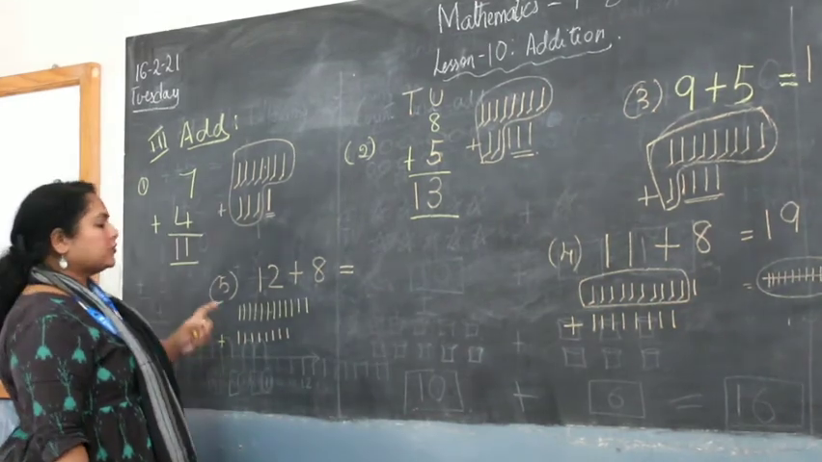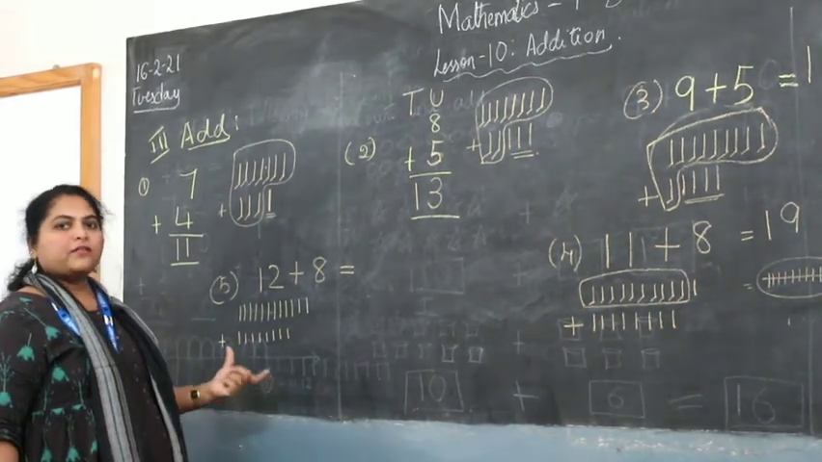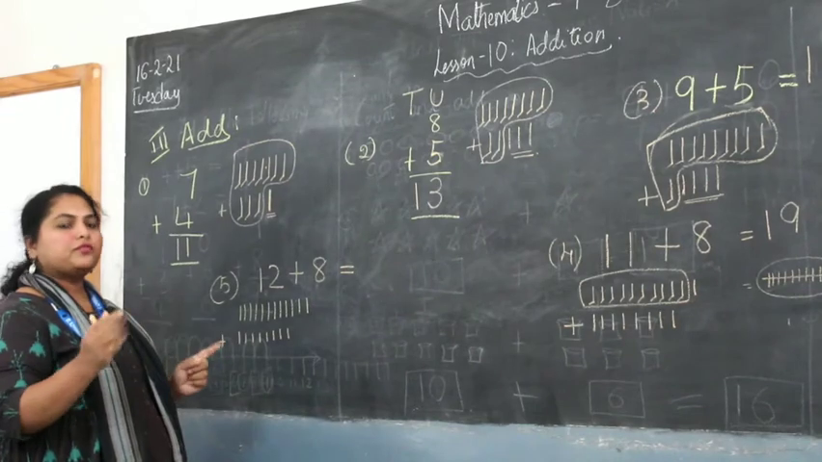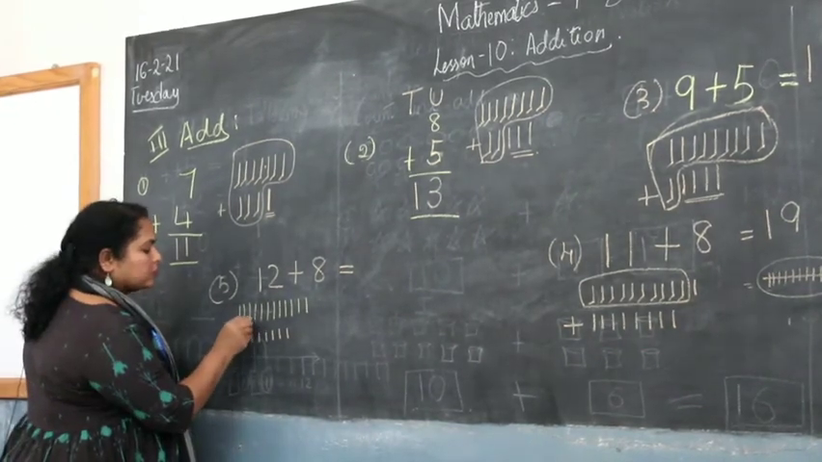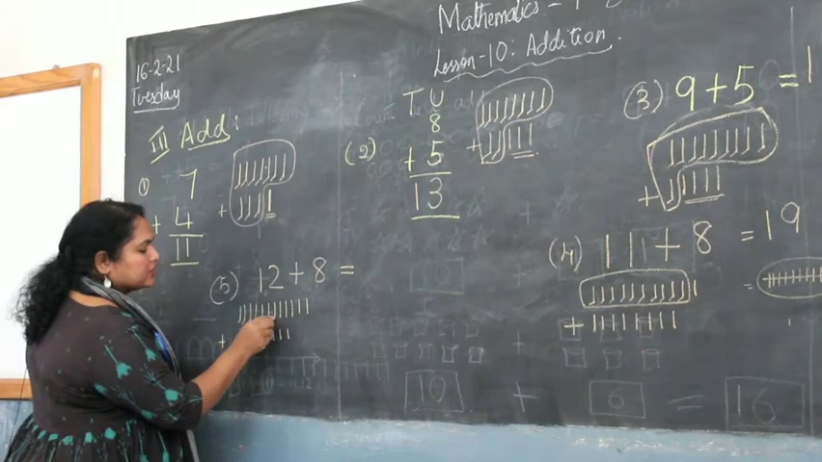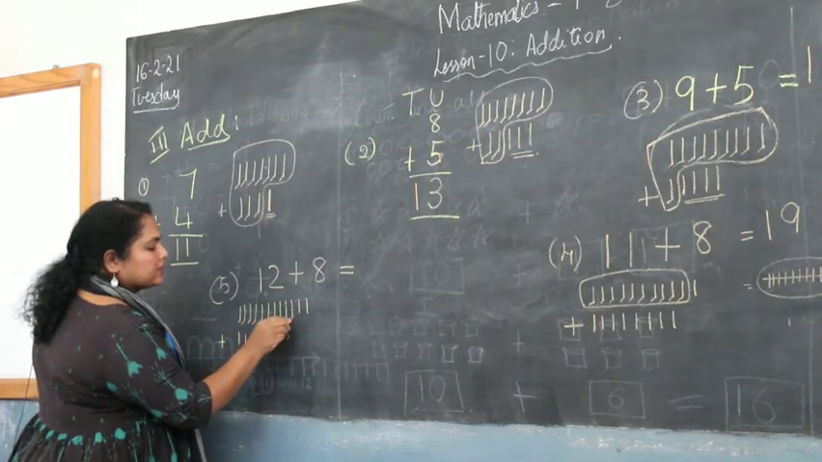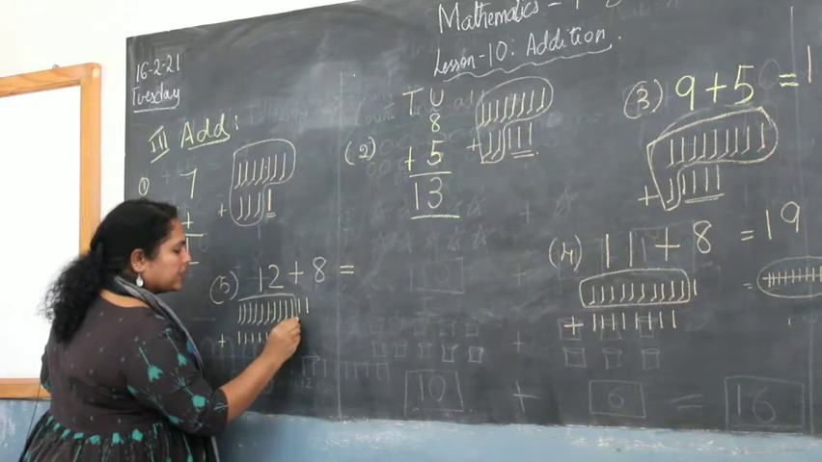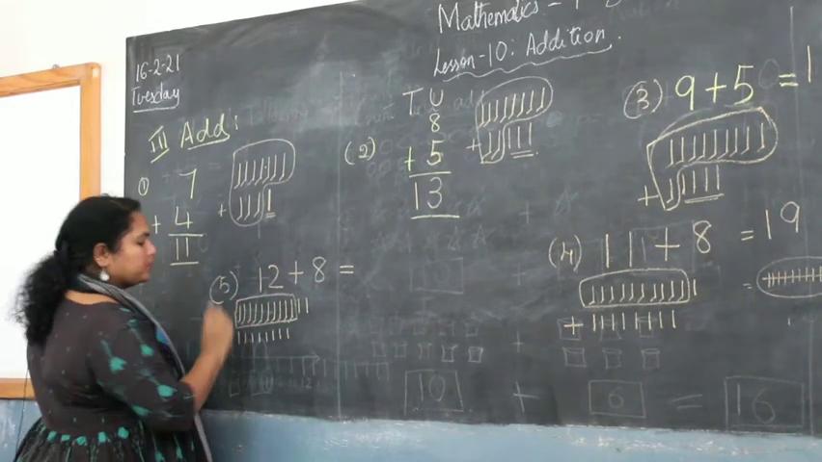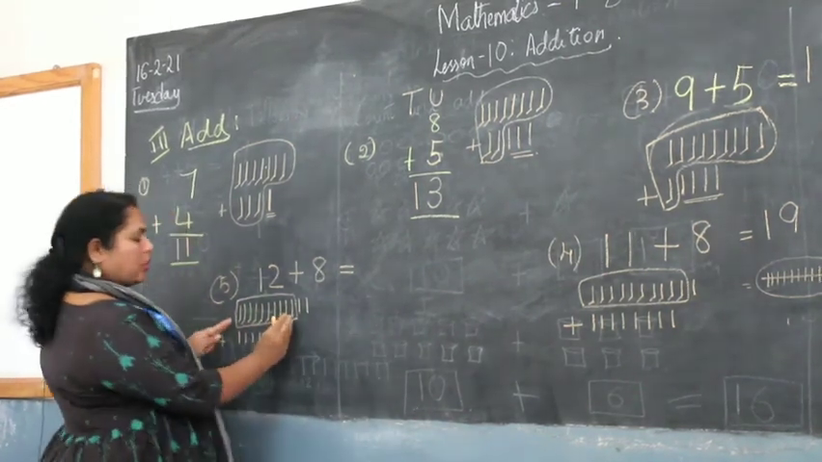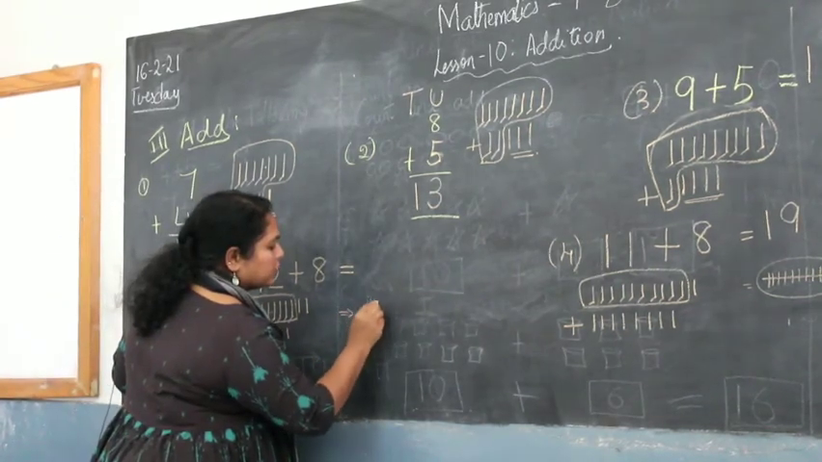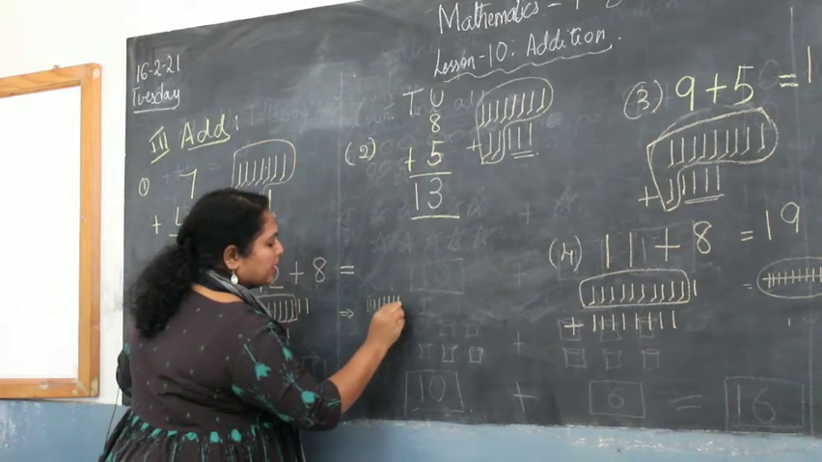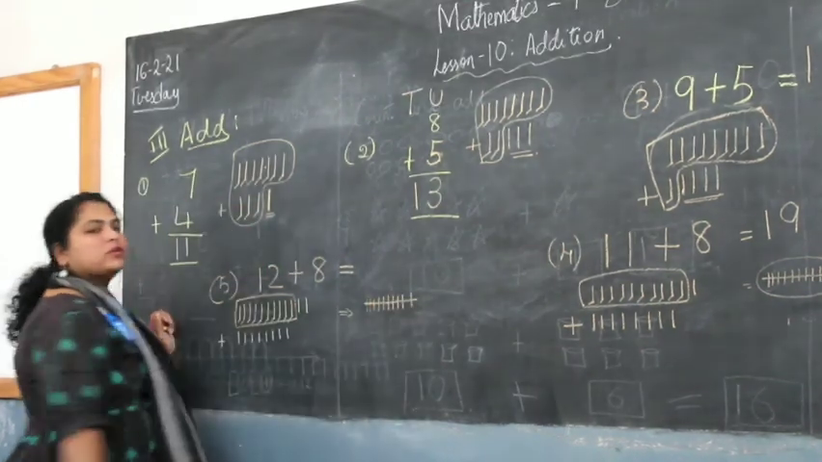Okay children. So first what we have to do? We have to make groups of 10. So let's count 10 sticks first. 1, 2, 3, 4, 5, 6, 7, 8, 9, 10. So till here we have 10. So we make a group and I will write here. How many are these? 10. So I'll make a group of 10. 1, 2, 3, 4, 5, 6, 7, 8, 9, 10 is one group.